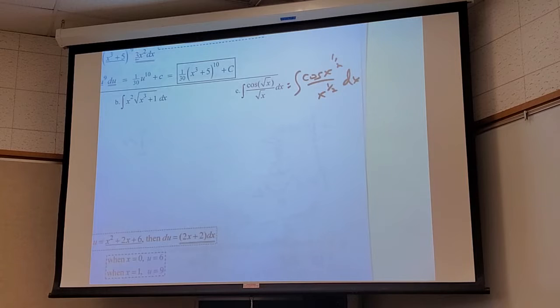Can somebody identify, in this case, what the inside function is? x to the 1/2. It's inside a cosine, yes? I'm not saying that in general that's going to be what you need, but that's where you start. And what am I going to check then? If I think that's what I'm going to call u, I need to make sure what? Its derivative is in there too.